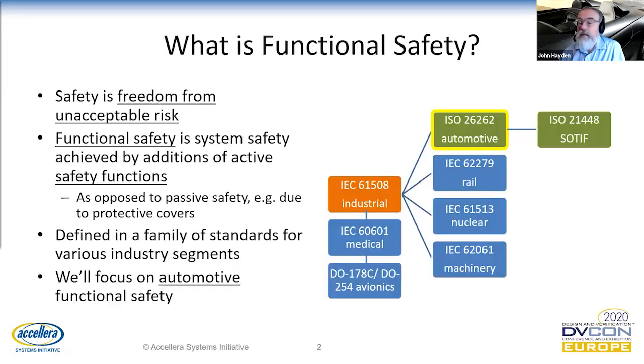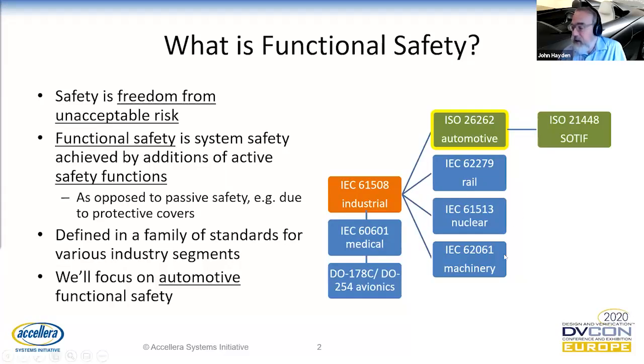So what is functional safety? For those that haven't done this before, safety is generally defined as freedom from unacceptable risk. And in engineering, risk isn't completely eliminated. Some very small risk is acceptable according to society's ethical and moral norms. Now, functional safety is the kind of safety where you achieve that by adding active safety functions like monitors or redundant signal chains, as opposed to passive safety like protective covers or fire safety.